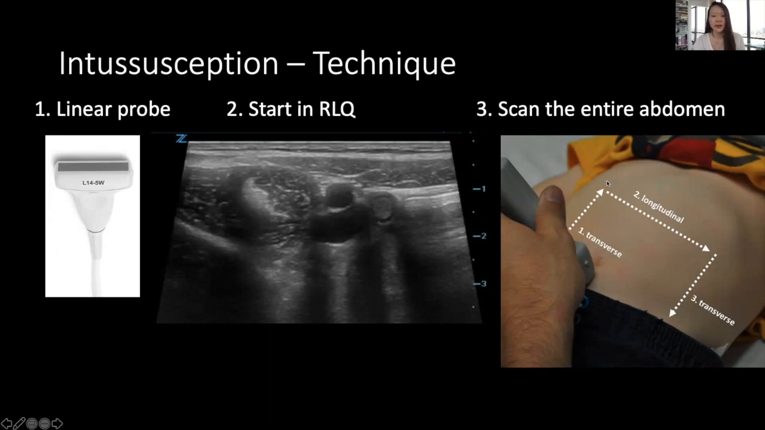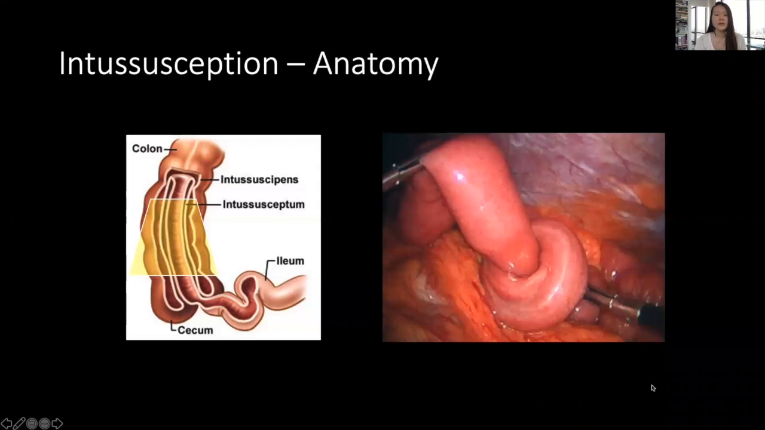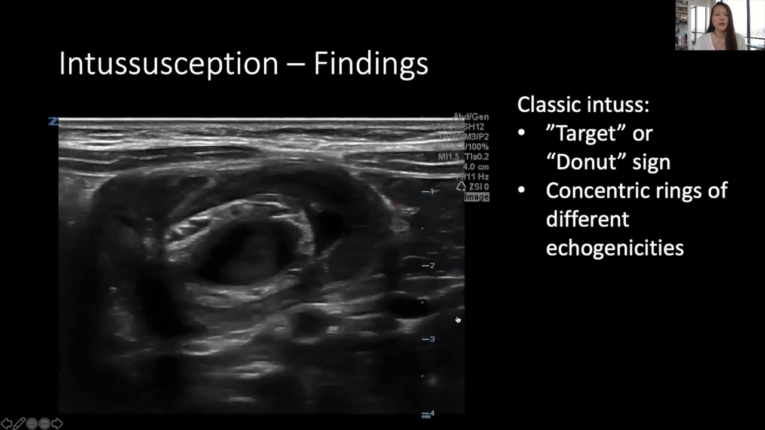And if you don't see it there, you need to keep looking in the entire abdomen by following the trajectory of the large bowel and then zigzagging within this frame to interrogate the small bowel. Now, as you know, intussusception is where there's a loop of bowel that's telescoped within another loop, usually the ileum stuck within the cecum. This is what it would look like intraoperatively, and this appearance is exactly what you're looking for on ultrasound.